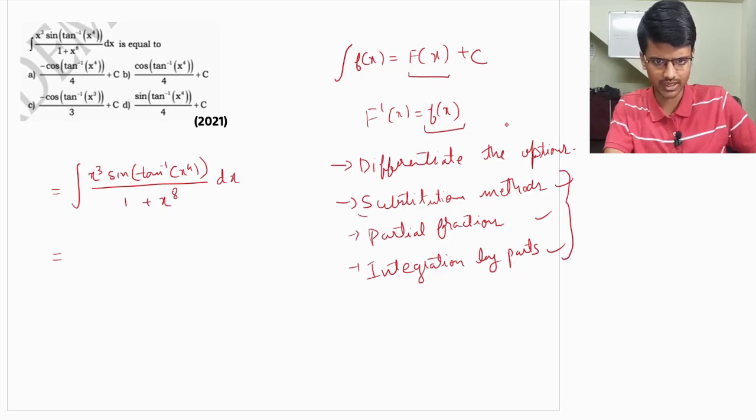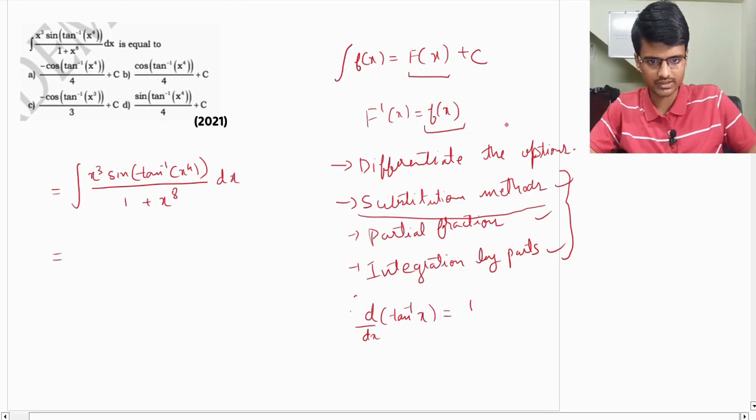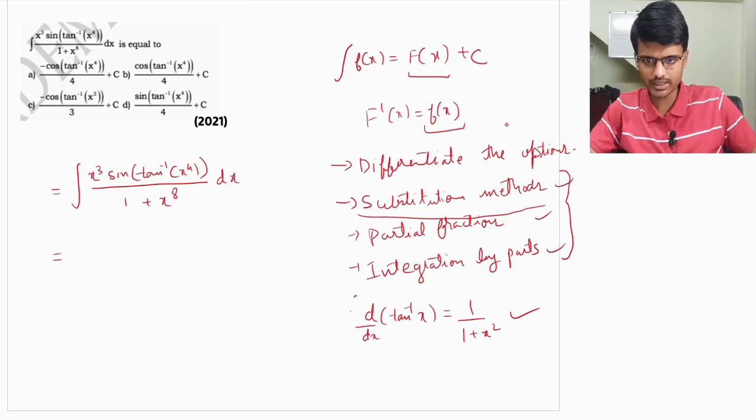So here I can see that I can use my substitution method. How did I get an idea that I should use a substitution method? We know the differentiation of tan inverse x. What is the differentiation of tan inverse x? Let me write it down. d by dx of tan inverse of x is equal to 1 by 1 plus x square. Can I use that here somewhere? If I make a substitution of t equal to tan inverse of x power 4, I think I can solve this. Okay, let me check.